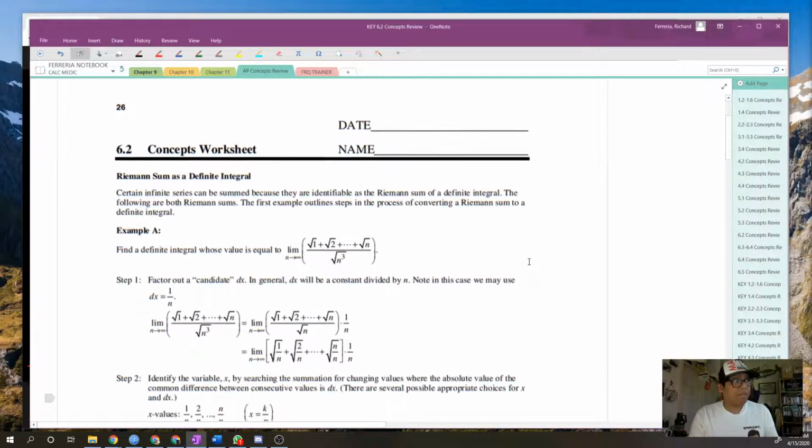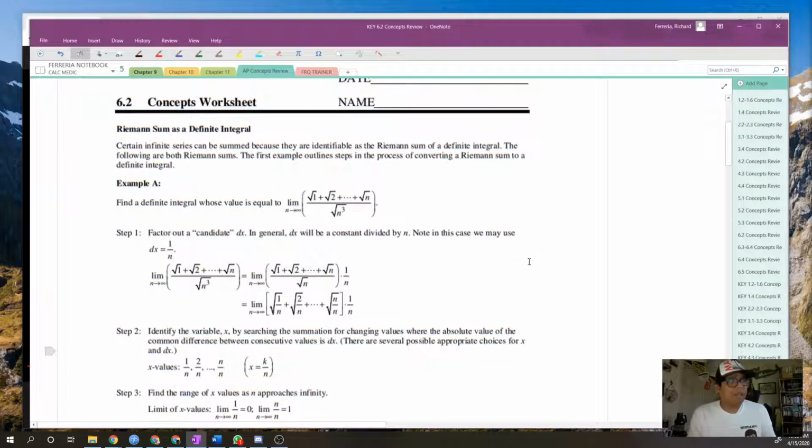We start off with a set of instructions. Number one is to factor out the candidate for dx. Almost always you're going to be using dx as 1 over n in this case. So we take our expression here, we factor out a 1 over n from our 1 over square root of n cubed, and that simplifies this really nicely in the sum. Notice that.